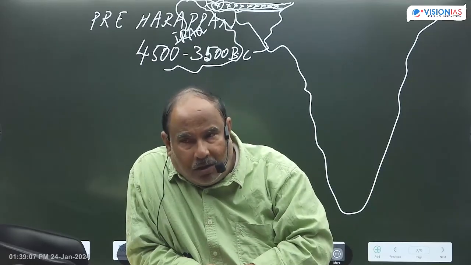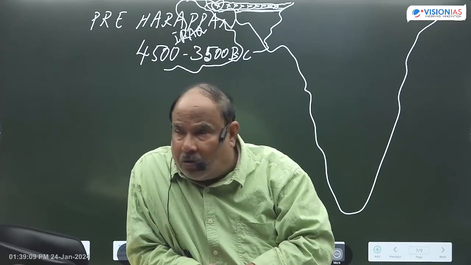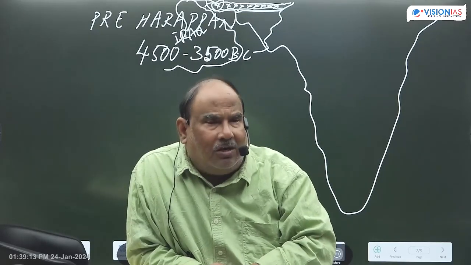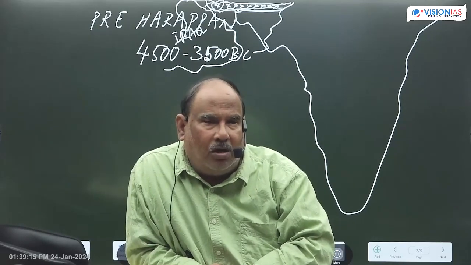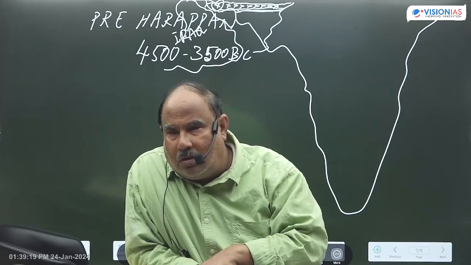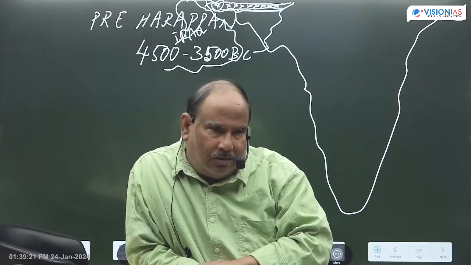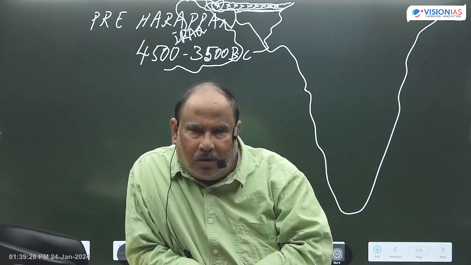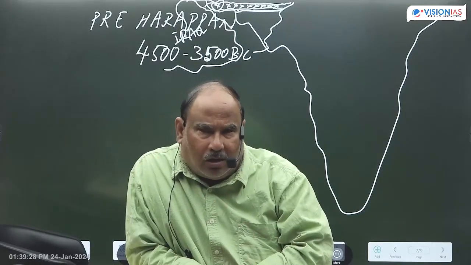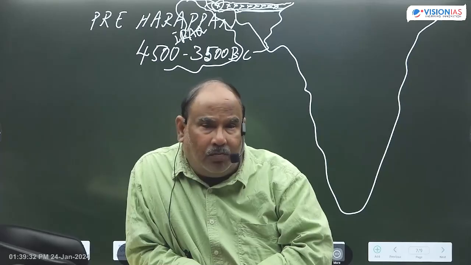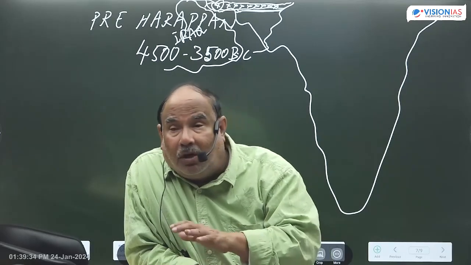Are you understanding? What were these village cultures? Village cultures: Rahman Dheri, Sarai Kola, Kili Gul Muhammad, Gumla, Shartugai. These are the names. Kuli, Nal, Quetta, Job, Rahman Dheri, Jalilpur. These are the places.